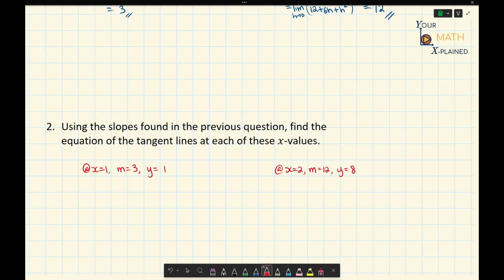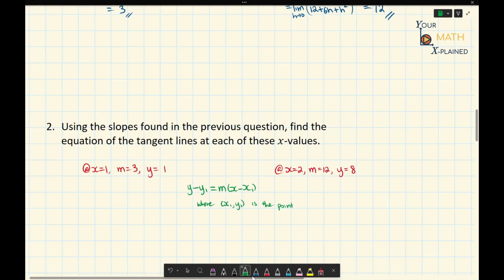Now the equation of a line when we're given the slope and the point would be to use the point-slope form. So the point-slope form says that the equation of the line is y minus y1 is equal to m times x minus x1, where x1, y1 is the point.